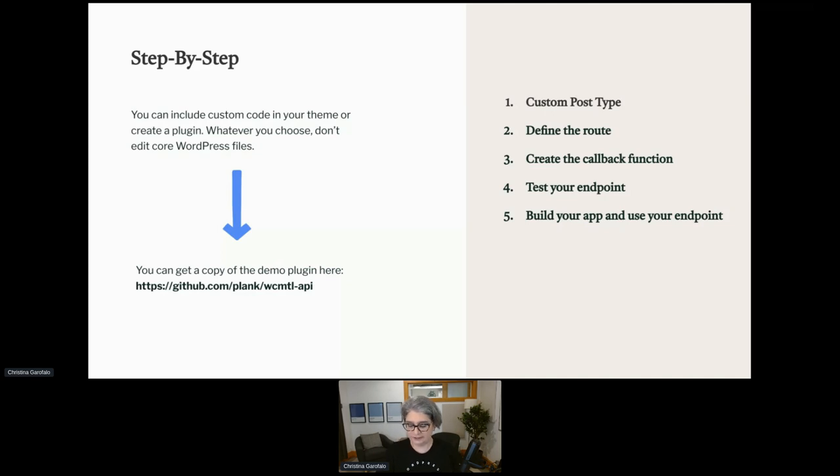All right, so steps. We're going to create a custom post type. The reason we're doing this is because all of the built-in post types that exist in WordPress already have their endpoints. So we don't need to create a new one if we're just using, say, posts or pages. Then we're going to define the route. So we're going to tell WordPress what we want our endpoint to actually be, the URL we call to get all of our JSON data. And then we're going to call the callback function. And the callback function is basically what generates your API, the data that we're passing to the endpoint.